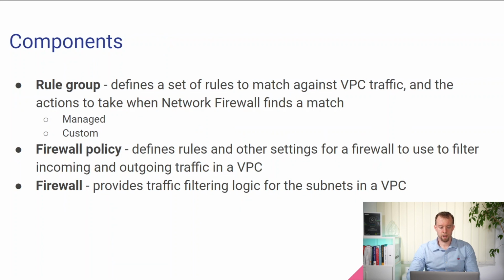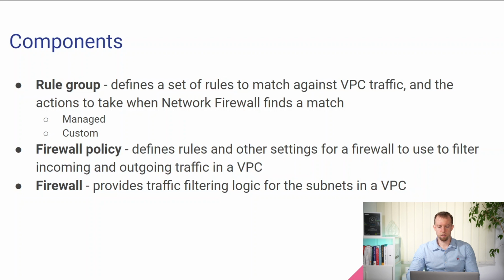Let's see the components of the network firewall. We have the rule groups, which are a reusable collection of criteria for inspecting traffic and for handling packets and traffic flows that match the inspection criteria. For example, you can choose to drop or pass a packet or all packets in a traffic flow based on the inspection criteria. There are two types of rule groups.